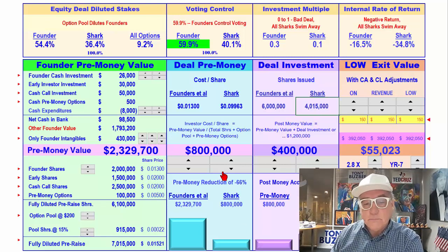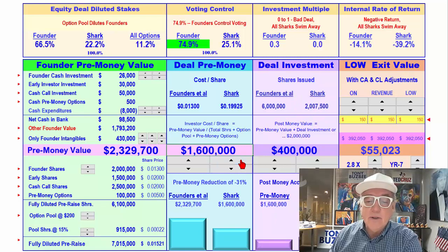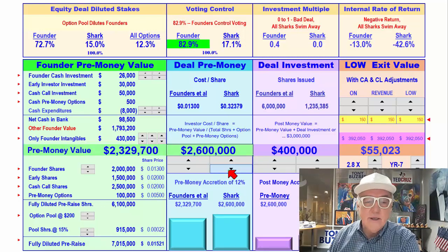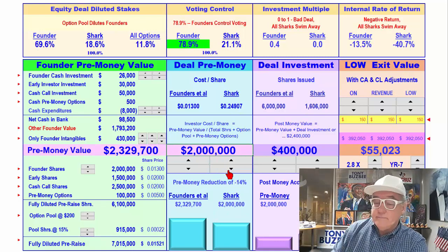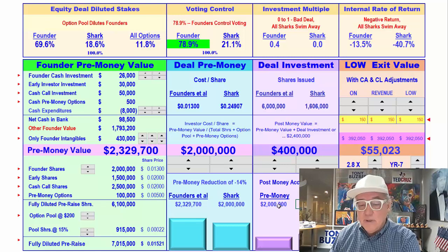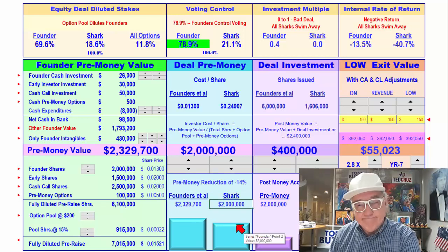Now, pre-money value was $800,000. Actually, we're going to put it back to $2 million. Nope. And by the way, it stays pink. When you go past it, it goes green. Isn't that nice? Okay, so here's $2 million. Post money is simply this plus this, and there's the post money. This is the pre-money. And this just simply shows that there was a 14% reduction between the founder's pre-money value and the shark's pre-money value. That's not a bad reduction.